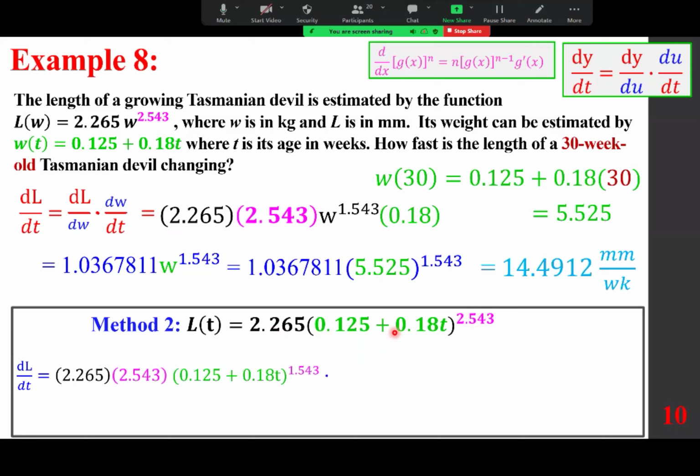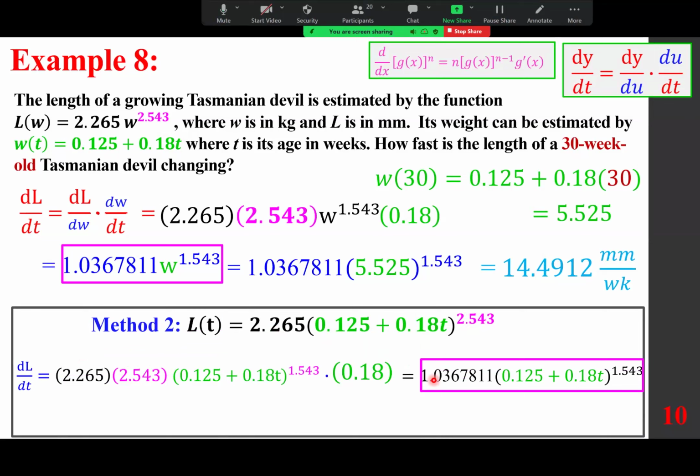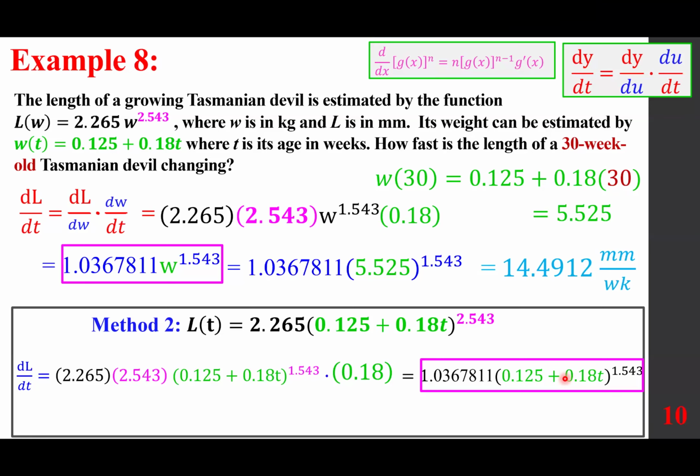And by the chain rule, the derivative of the inside, 0.18. Put the three numbers together by multiplying. And if you look at these two, you'll see that this number in front is the same as this one. And W, if we had replaced it, we would have got the same answer as we have here. So it's very straightforward, and I hope everybody is following that. Now, of course, you can plug in and finish the job.